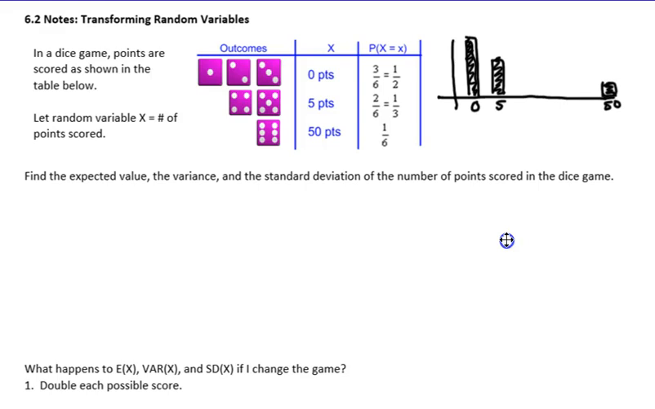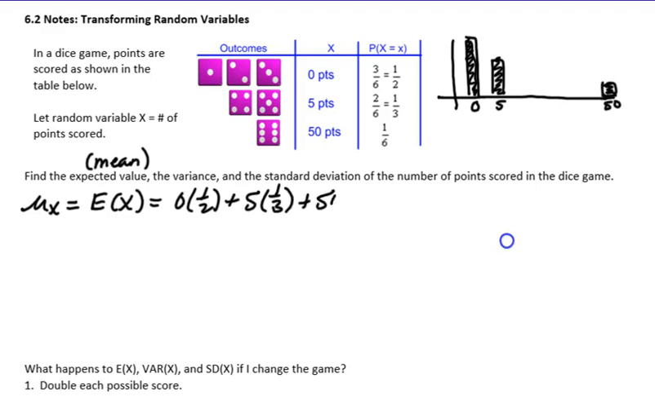Now, to find the mean and the expected value, which of course is the mean, the variance and the standard deviation of the number of points scored in the game, we would use our formulas for expected value. So the expected value of x, which is the same as the mean of x, would be each of the values, 0, times its probability, plus 5 times 1/3 plus 50 times 1/6. And if you calculate this, you would find that it was 10 points.